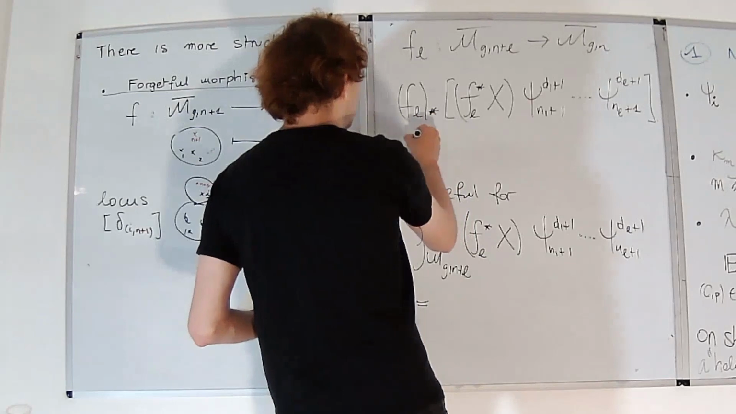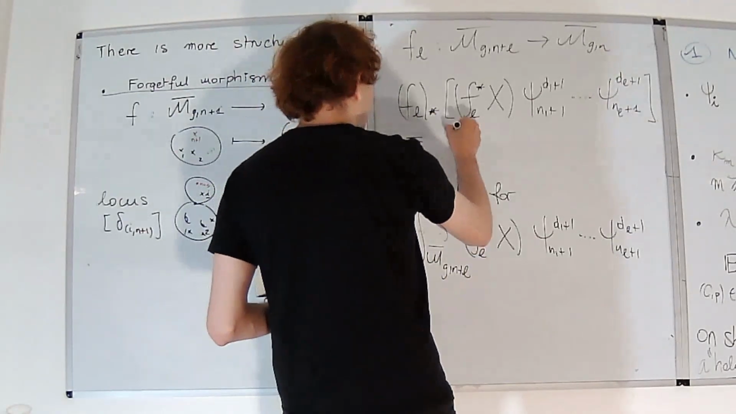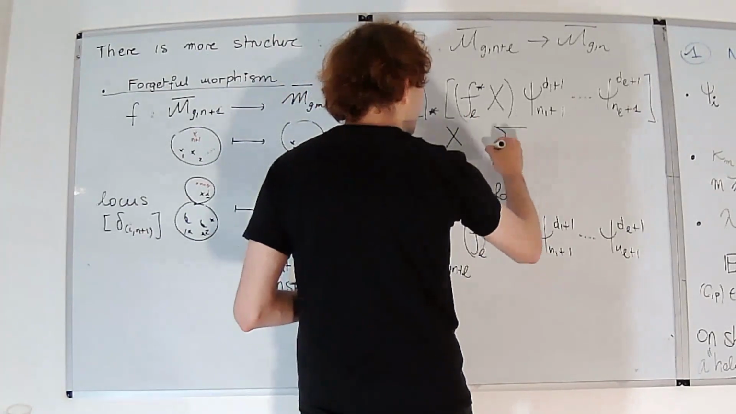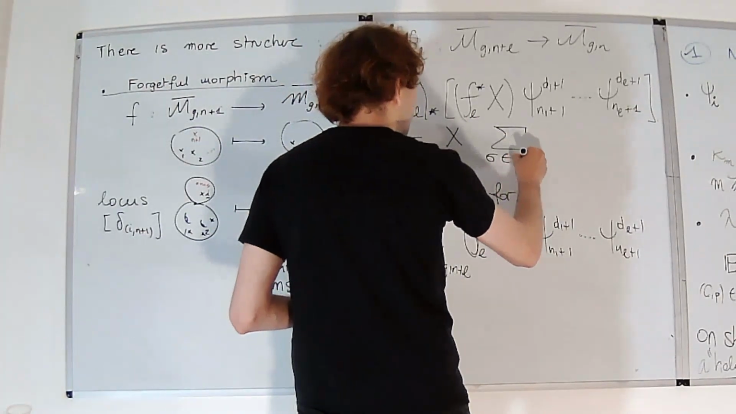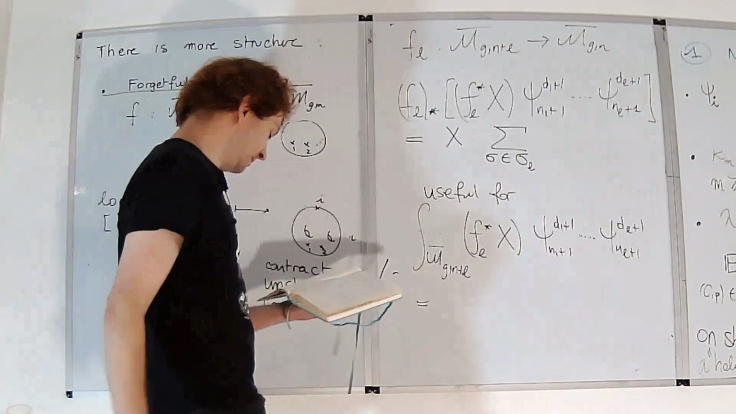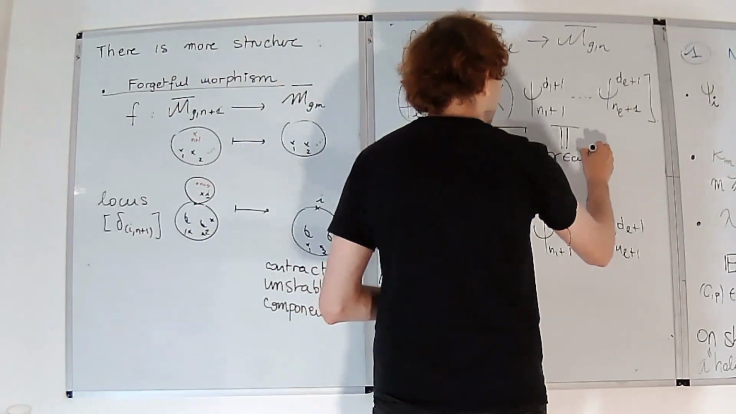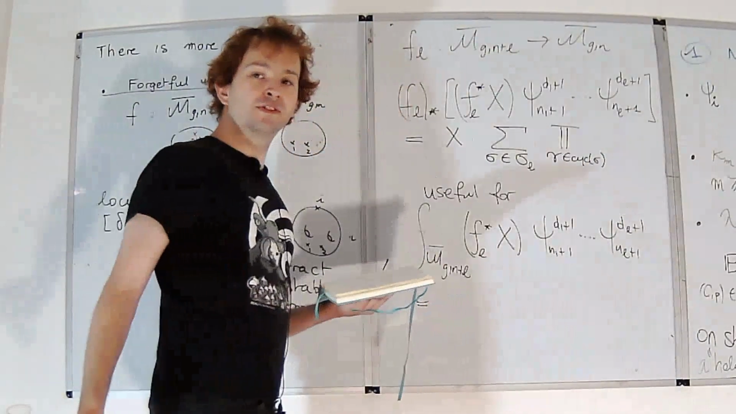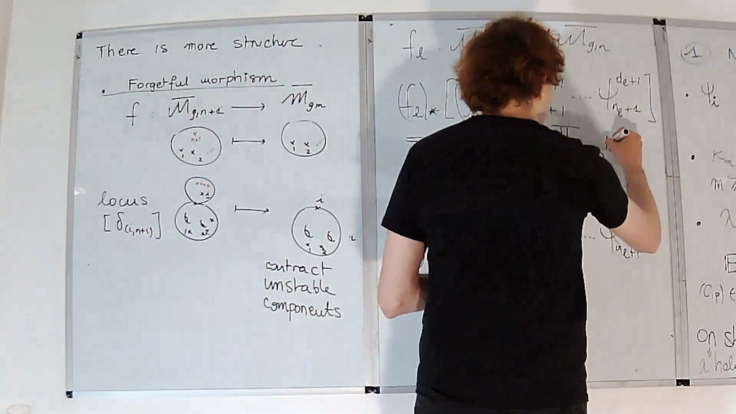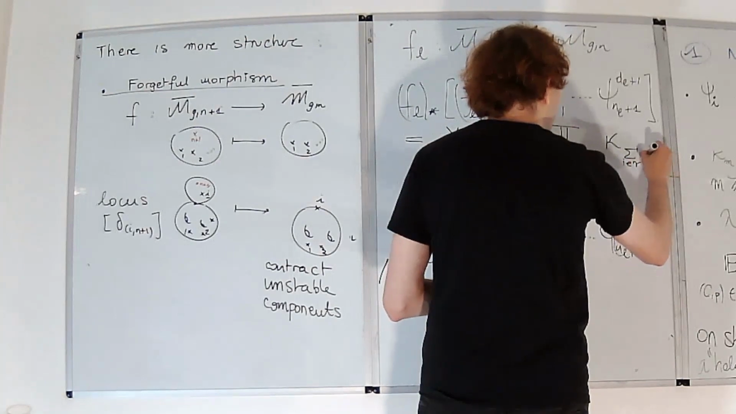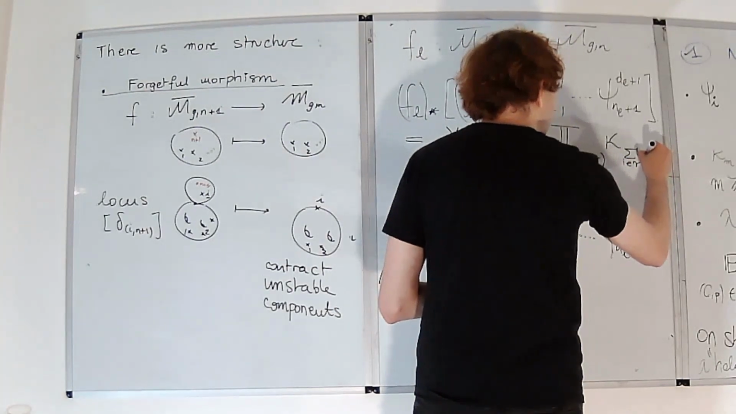And so what is this? This is x times the sum over all permutations of L, the product over all cycles of sigma, and the kappa class where here you sum all the d_i's in this cycle.